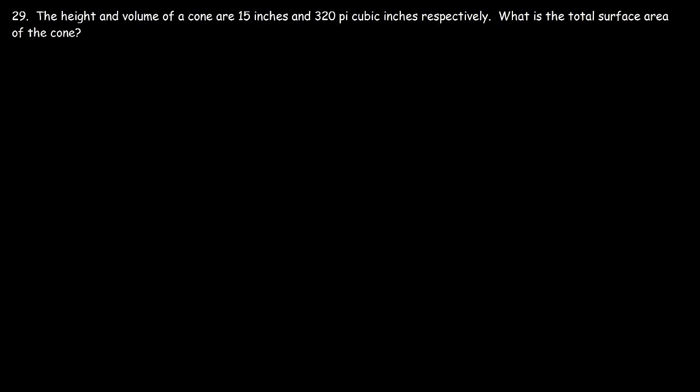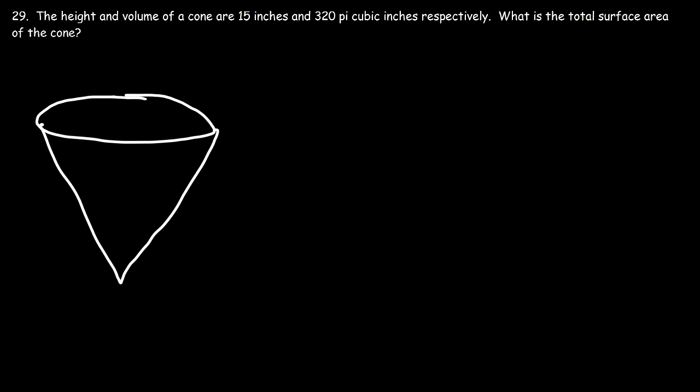29. The height and volume of a cone are 15 inches and 320 pi cubic inches respectively. What is the total surface area of the cone? So let's begin with a picture. So here's the cone. This is the radius of the cone. Here we have the height of the cone, and this is the slant height, and this is the right angle.